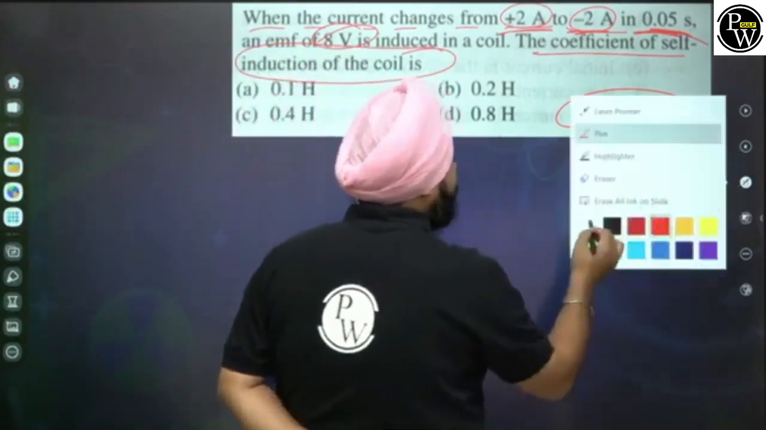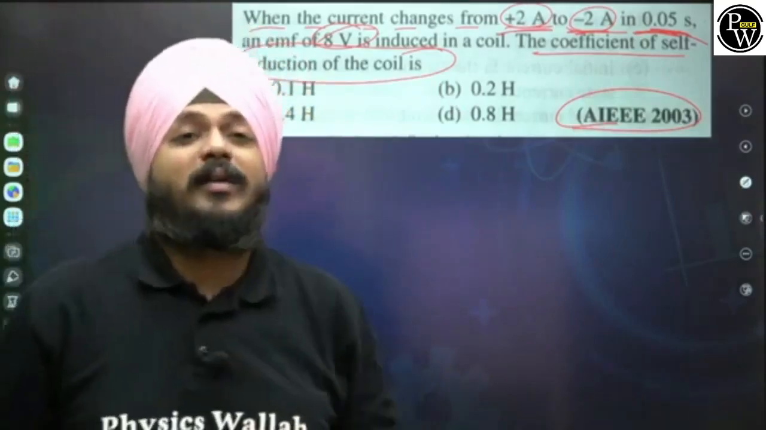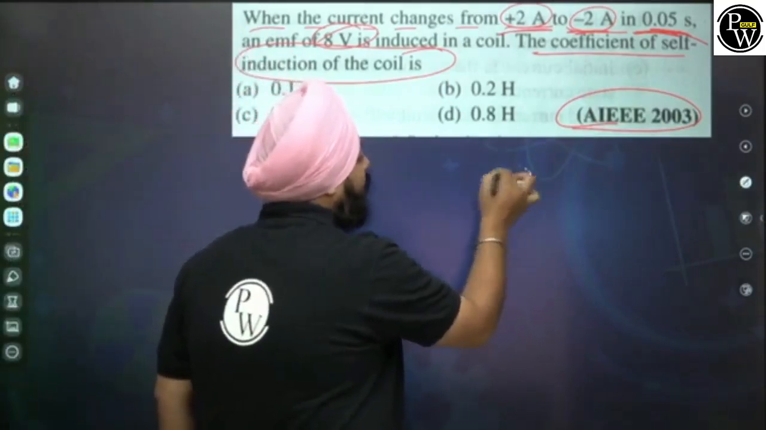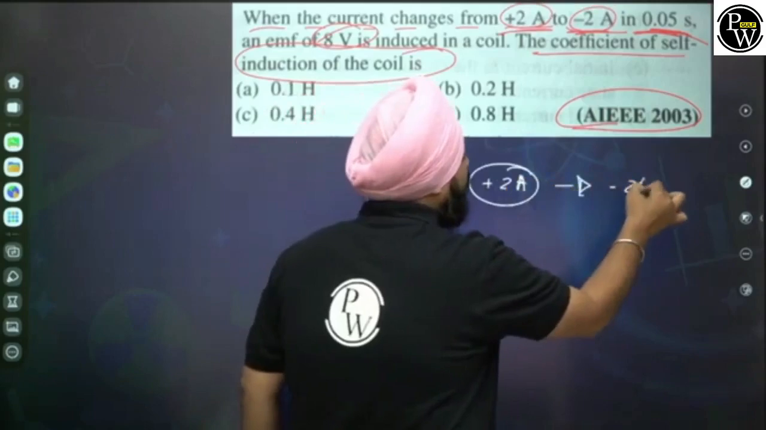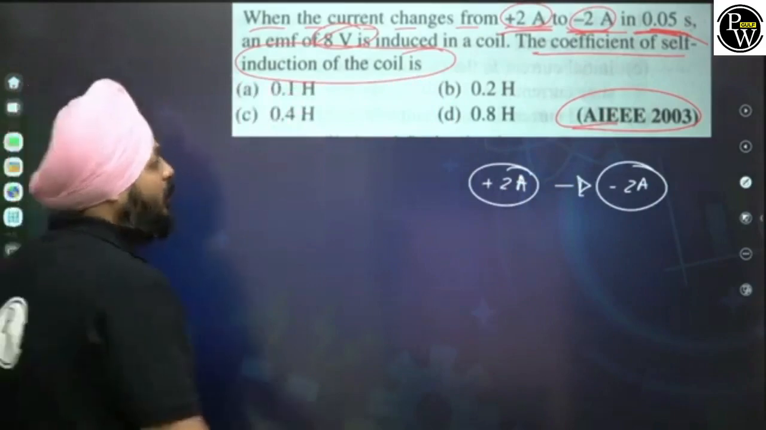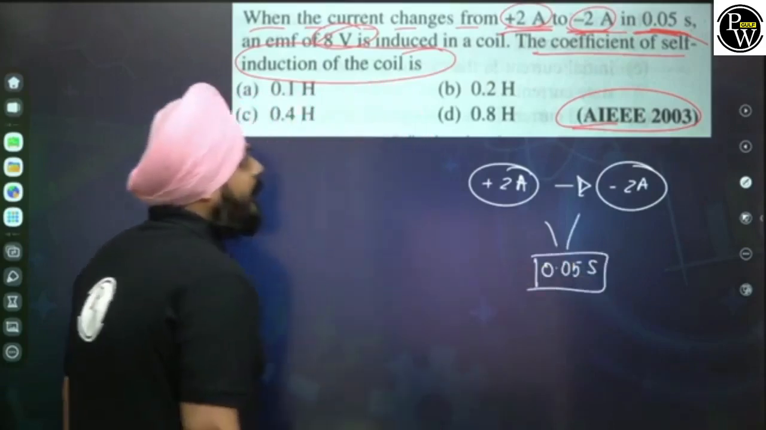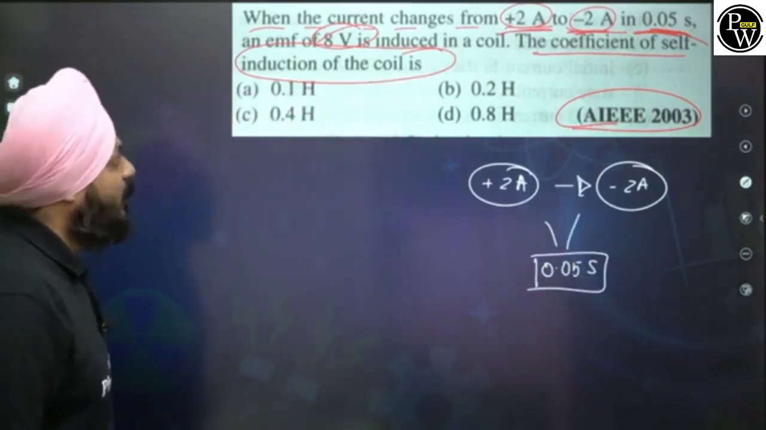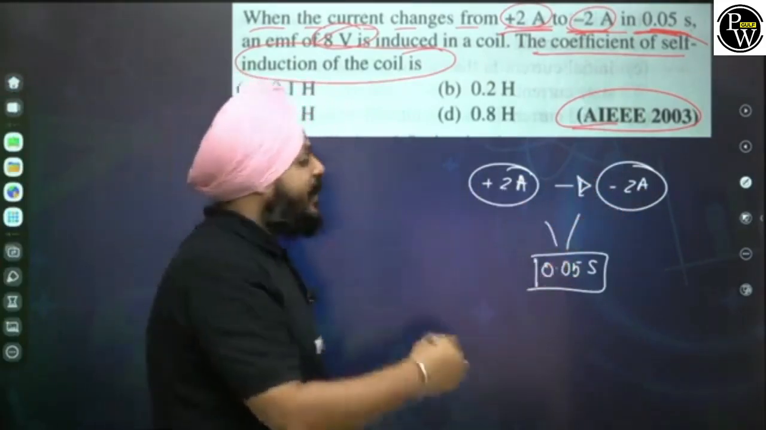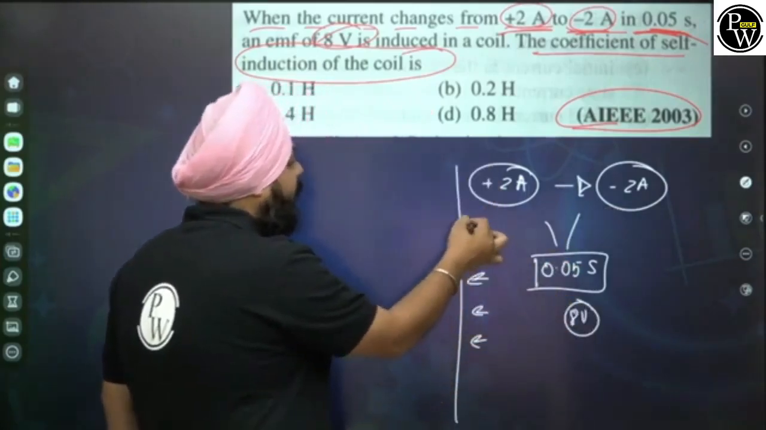See, what does this question state? It is important to understand. The current value is changing from plus 2 ampere to minus 2 ampere in a time span of 0.05 seconds. Because of this change in the current in this much time, we are having a self-induced EMF of 8 volt.